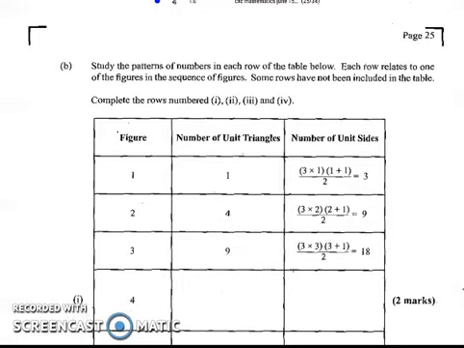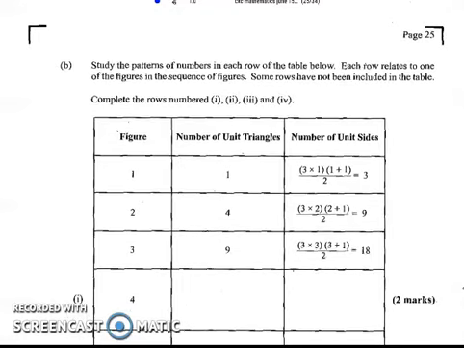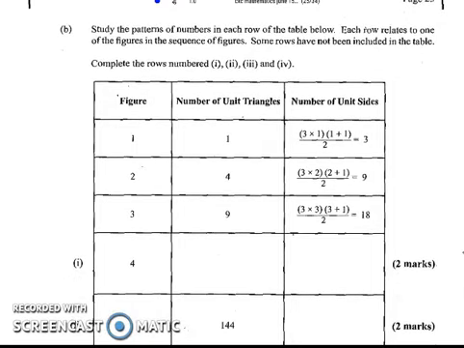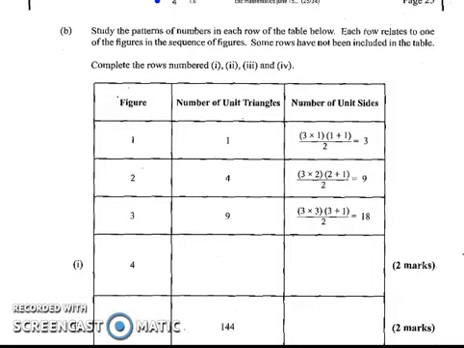All right, this says study. We're asked here to study the patterns of numbers in each row of the table below. Each row relates to one of the figures in the sequence of figures. Some rows have not been included in the table. We're asked to complete the rows numbered I, and IV. So we can observe the pattern of the numbers.